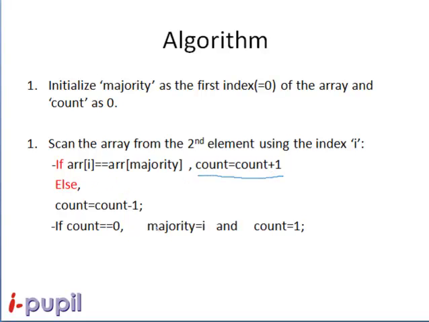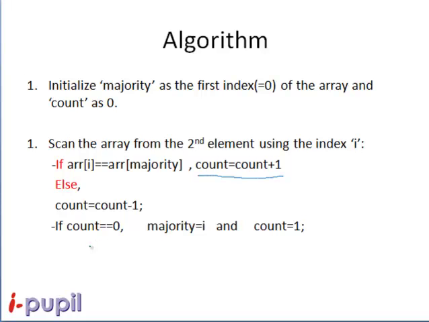If count is equal to 0, we assign majority as the ith index, that is the index that we are currently scanning, and count is 1. Okay, so if count is equal to 0, chances are that the current element which we had taken as the majority element isn't the majority element, so we need to consider the next contender, which turns out to be the current element that we are scanning. So we assign majority as the current index that we are scanning, and count is 1.